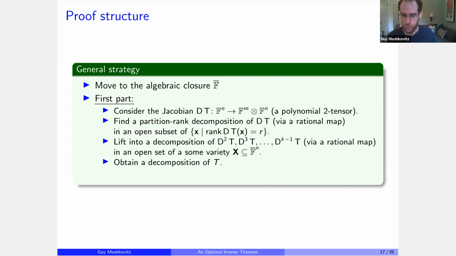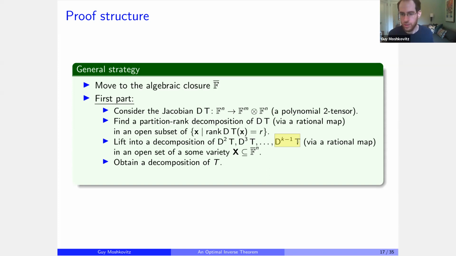And finally, you apply this lifting theorem, you iterate. At the end of this process, you're going to end up with a partition rank decomposition over this variety for D^{k-1}T, the total derivative of T of order k minus 1. But since T was a k tensor, which means that every entry in this polynomial map was of degree k minus 1, you end up with a k tensor, okay, so you start with a k tensor T, and you end up with a k tensor, but every entry in this k tensor is going to be a polynomial of degree 0, so a constant.